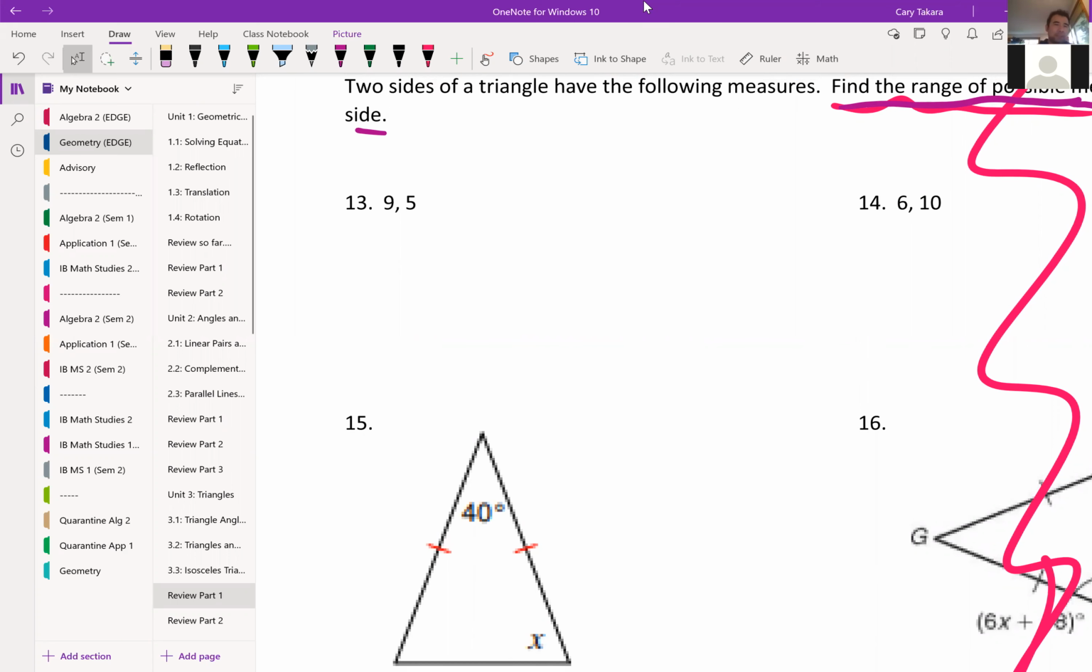I appreciate that. So let's find the range. How do you do that? Can everybody tell me the procedure? How to find the range of a number for the third number? There are 2 things you have to do.